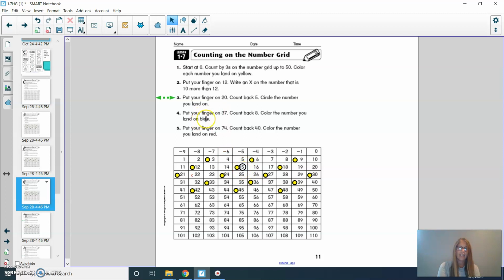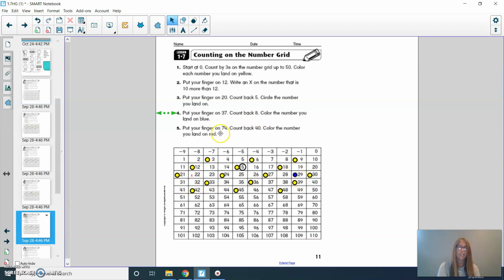Could you put your finger on 37 and count back 8 and color the number you land on blue. I put my finger on 37. I counted back 1, 2, 3, 4, 5, 6, 7, 8. And the number I landed on was 29, which I marked with blue.